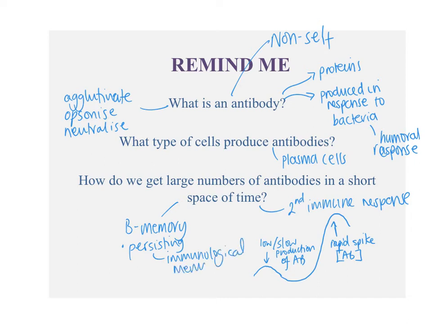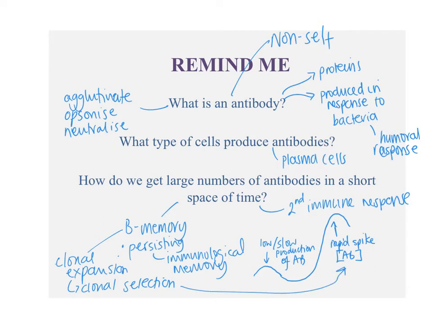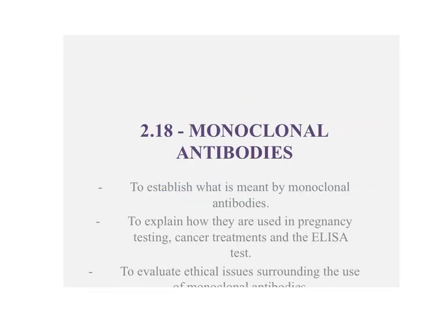And what they can do is once we experience that pathogen for a second time, they can undergo clonal expansion. So we can get lots of the same B cells being produced really quickly through mitosis using those interleukins. And we can get a lot of clonal selection. So we can produce lots of plasma cells. And those are going to be the ones that are producing all of those antibodies in a much quicker secondary response.